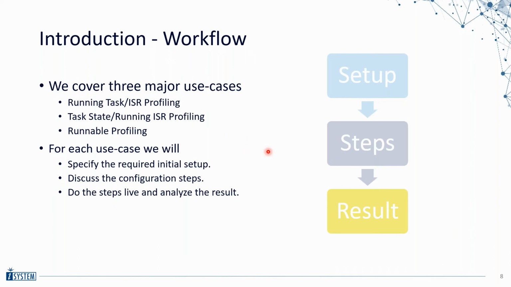For each of those three use cases that we cover, running task ISR, task state running ISR, and runnable, I will go through three steps. We will discuss the initial setup, or the requirements that you need in order to handle that specific use case. Then we will go over the steps to do that, first in theory and then live in WinIDEA. And then finally, we will analyze the results and talk briefly about what you see and what you can do with the outcome.